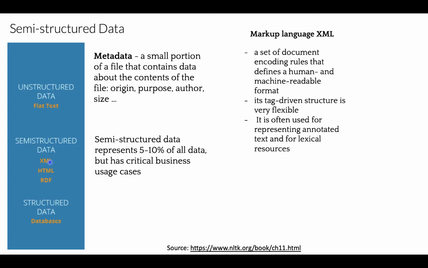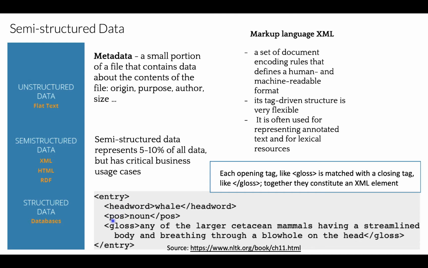Do you know that XML is often used to represent annotated text and also for lexical resources? Here's an example of a simple lexical entry. It consists of a series of XML tags. Do you notice each opening tag, part of speech, gloss, is matched with its closing tag, and together they constitute an XML element. We can use XML to represent many kinds of linguistic information, including morphology, phonetics, semantics, even discourse level.